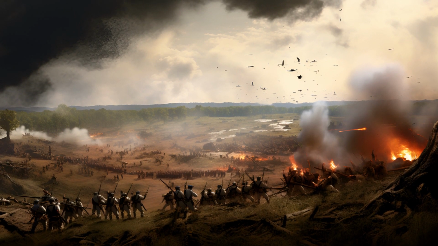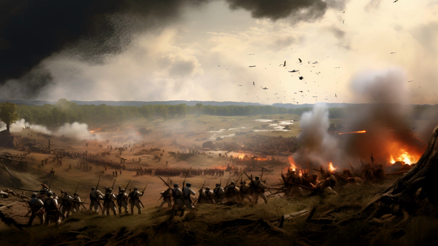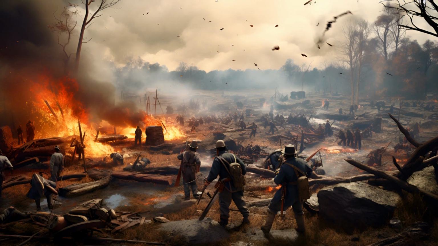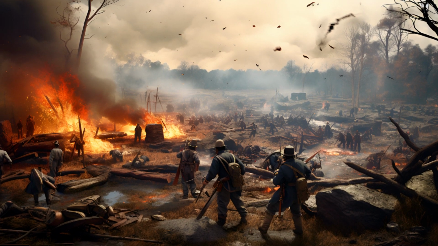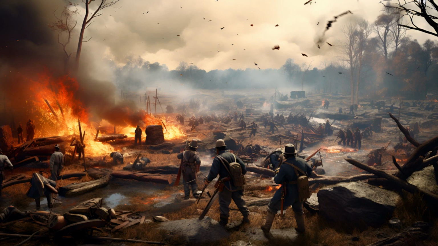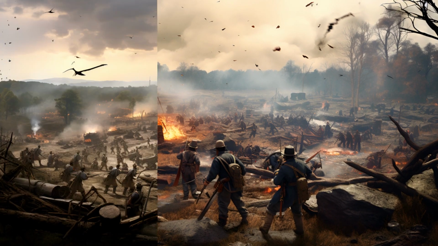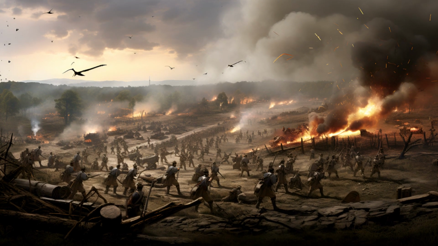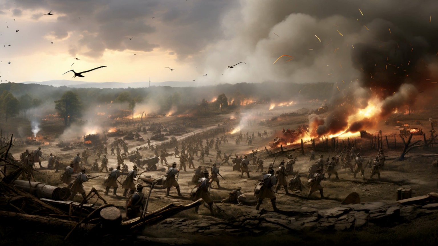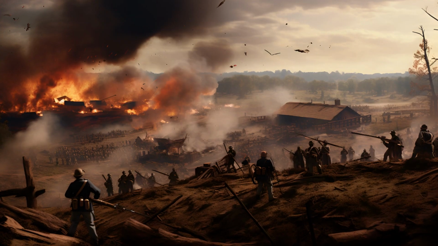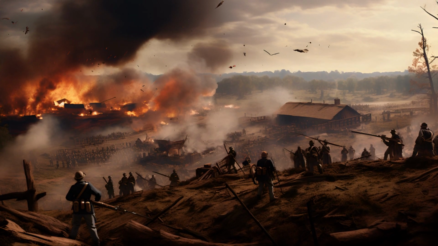In response to the attack on Fort Sumter, President Lincoln made a crucial decision. He issued a proclamation on April 15, 1861, calling for 75,000 volunteers from the state militias to serve for 90 days to suppress the rebellion and enforce federal authority. This call for troops marked the mobilization of the Union Army and demonstrated Lincoln's resolve to preserve the Union at all costs.